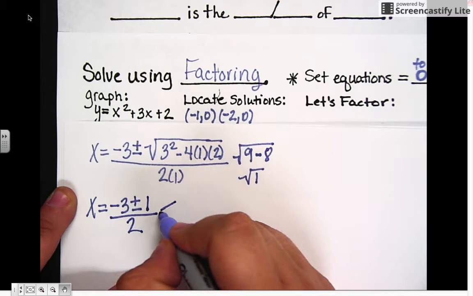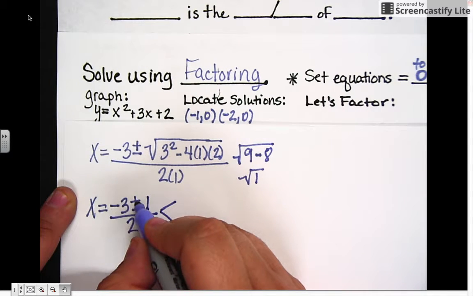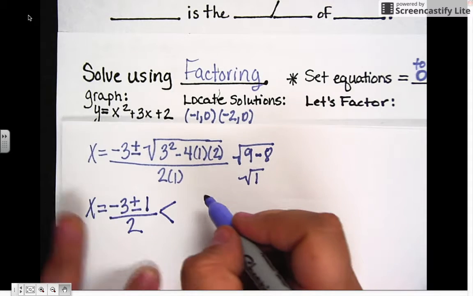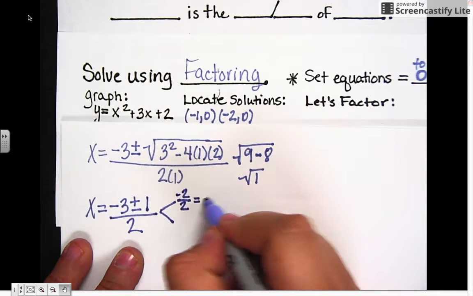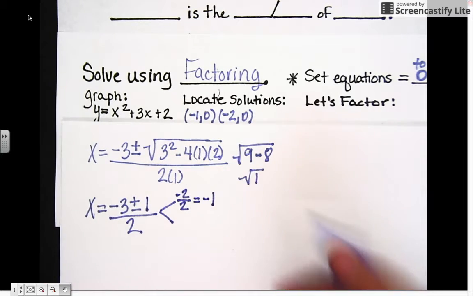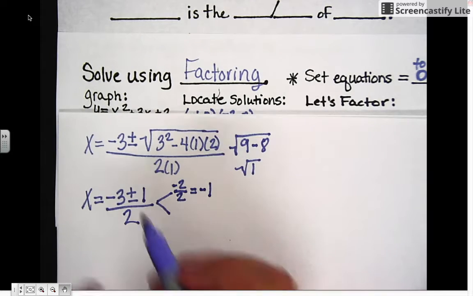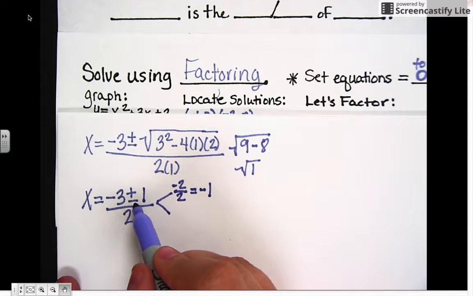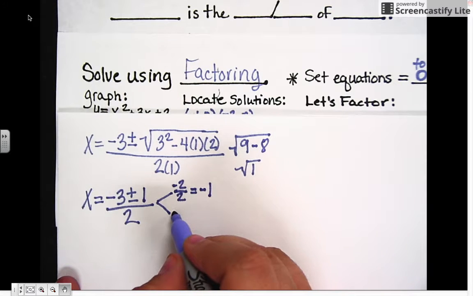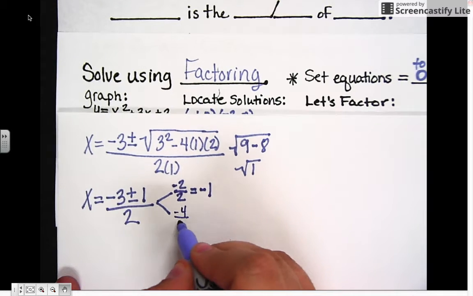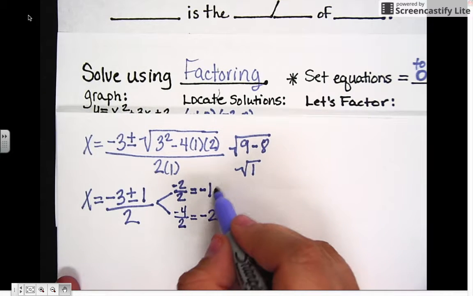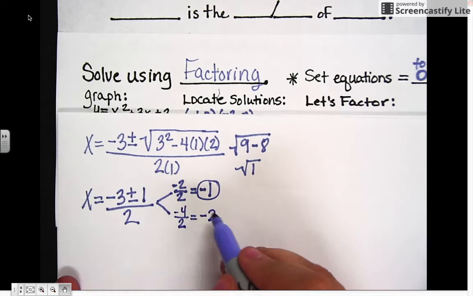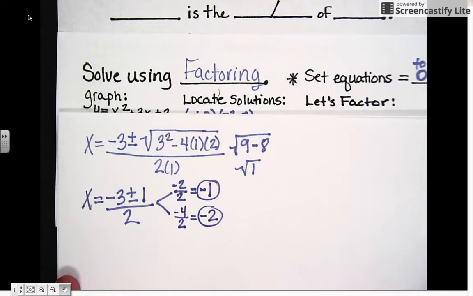And I'm going to do this fast. -3 plus 1 is a -2. -2 divided by 2 should give you -1. I told you it was going to go fast. And let's do the bottom part. A -3 minus 1 should give you a -4. And -4 divided by 2 gives you a -2. So that verifies that, yes, one solution is at -1 and one solution is at -2.